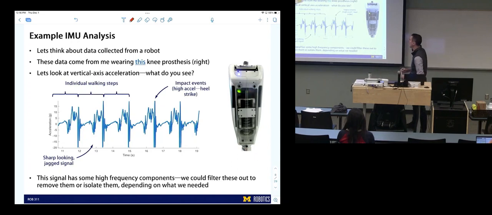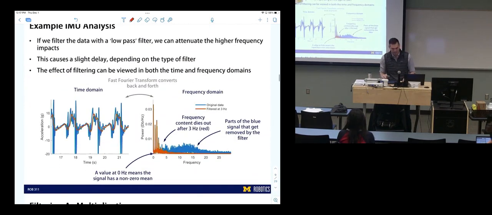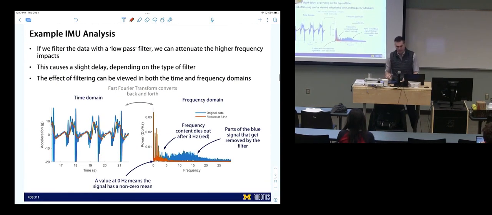This was some data that we talked about. Kind of showed you this. This was IMU data. We talked about the frequency in it. It's sharp and jagged looking. And if we filter it, it looks something like that. What is all this? It's a blue. Noise. I would say it's definitely some noise, but it's also some signal, seeing an impact.